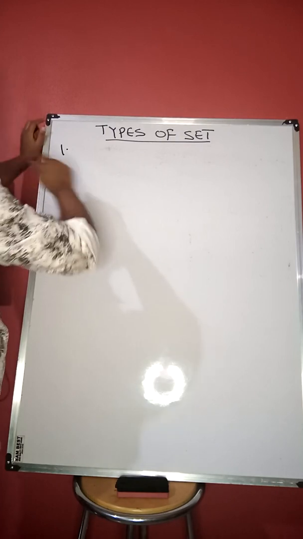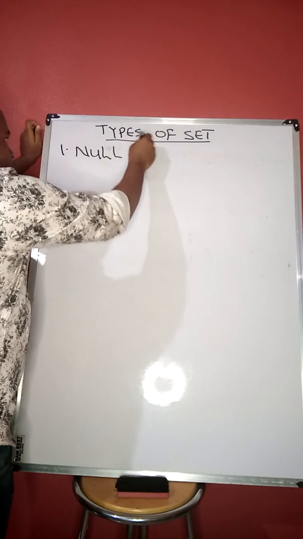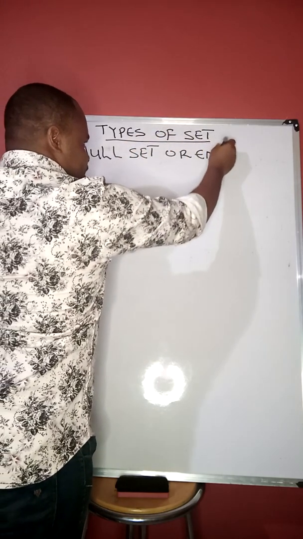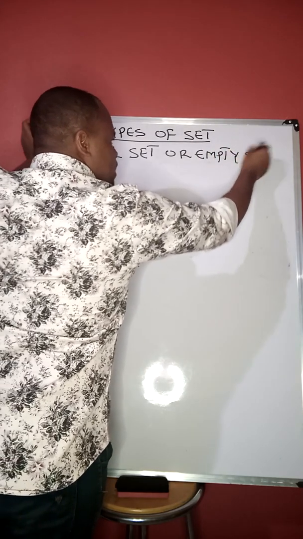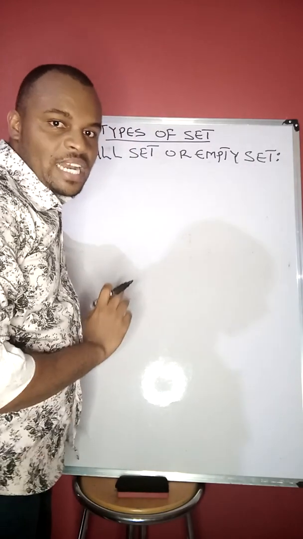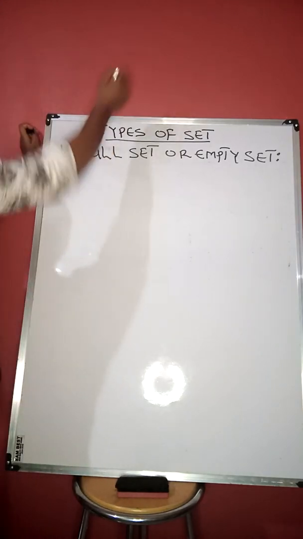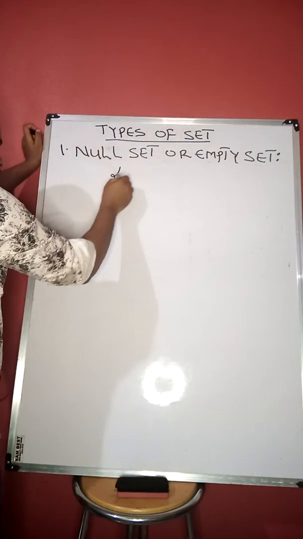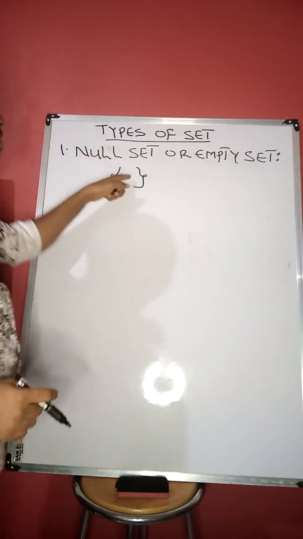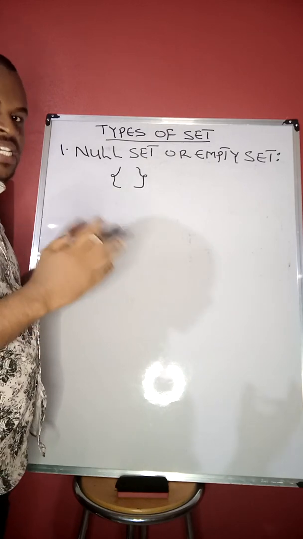The first type of set that we have is a null set, or it is also called an empty set. I remember I mentioned this in our last class, and in this class we'll now explain what a null set is, or an empty set. It is mostly represented as this, without any element inside. Now, once you don't see an element inside the curly bracket, it is a null or an empty set.